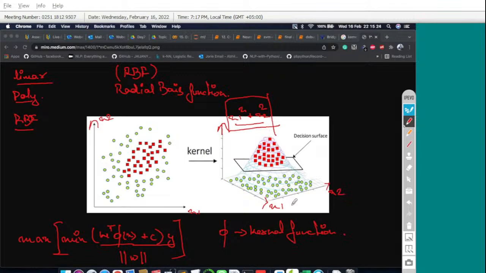Yes, linear, poly, RBF, these are the kernels. Yes, we are creating a new feature, that is x1 square plus x2 square. So there are three possible kernels: linear, polynomial, or RBF, radial basis functions, and we can use the kernels as per the requirement.